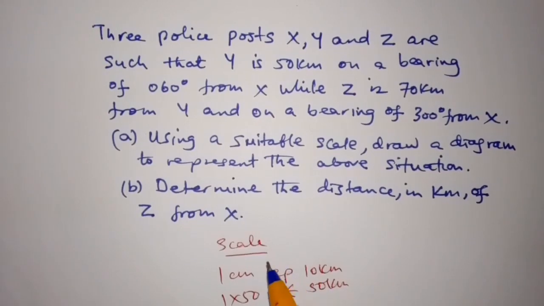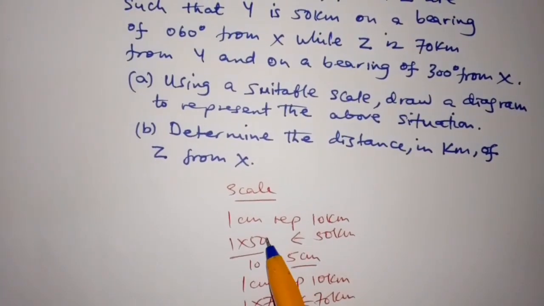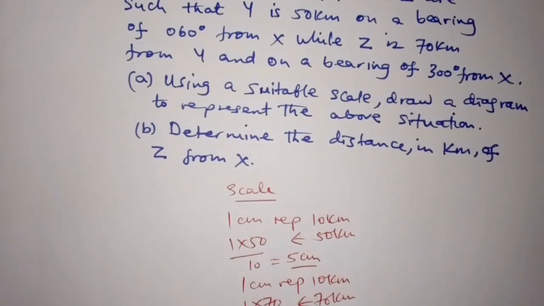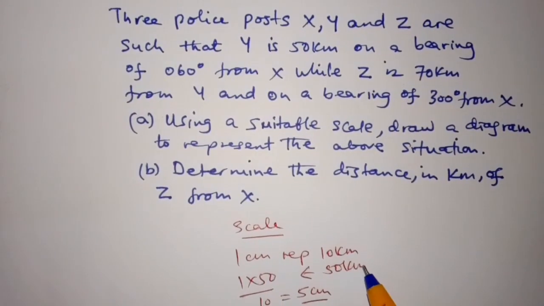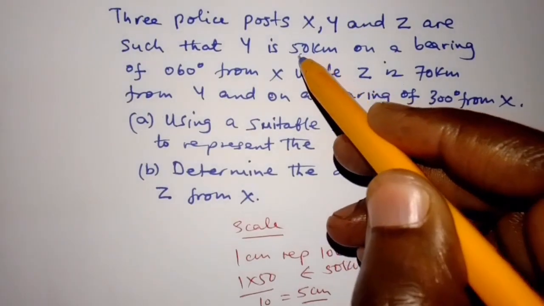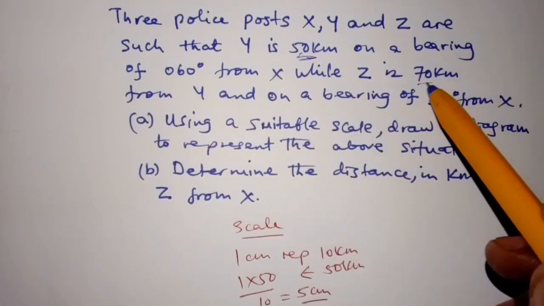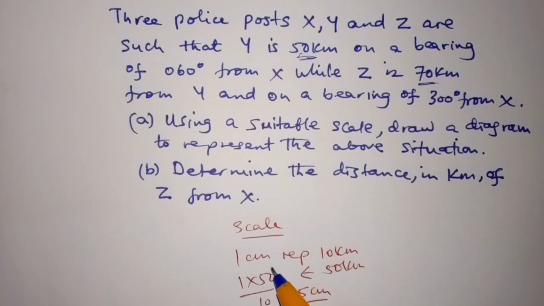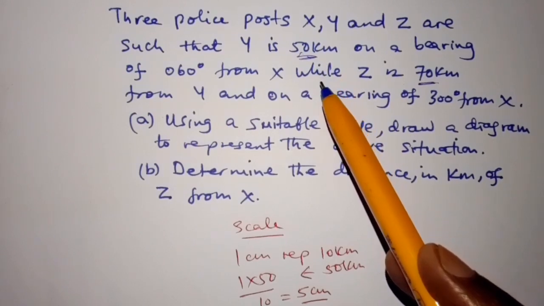So first of all, we get a suitable scale, and our scale here is going to be 1 centimeter represents 10 kilometers. We are given 50 kilometers here, and here we are given 70 kilometers. So now 1 centimeter represents 10 kilometers. What about 50 kilometers? It will be represented by how many centimeters in the diagram?